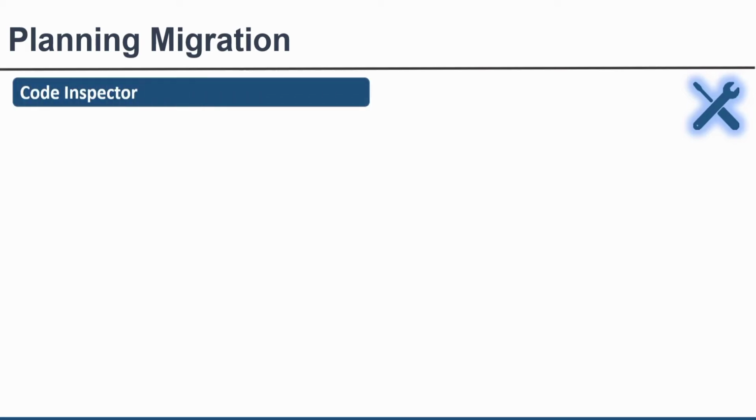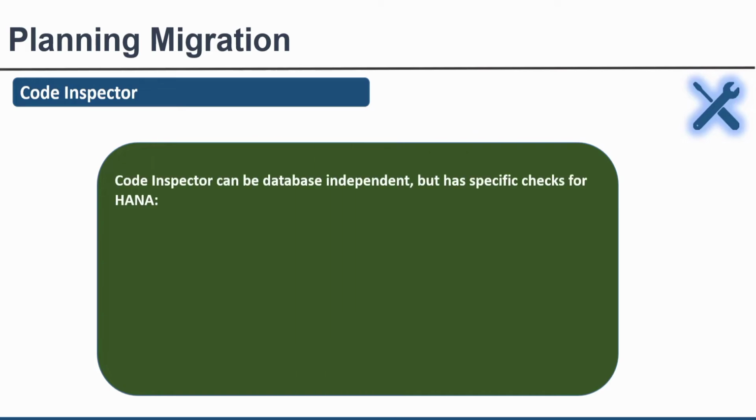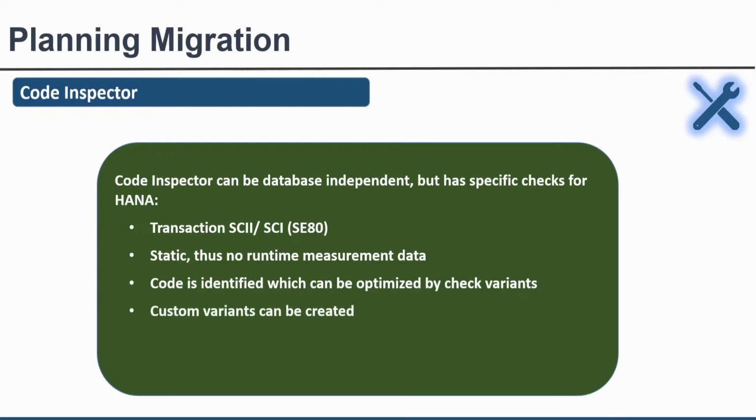Code Inspector. This is the tool which can be database independent but has specific checks for HANA. Transaction code is SCI or SCII. This is a static tool and hence no runtime measurement data is provided. Code optimization can be done using check variants. Custom variants can also be created. It can be used to check the code in terms of quality standards, robust programming, and security.